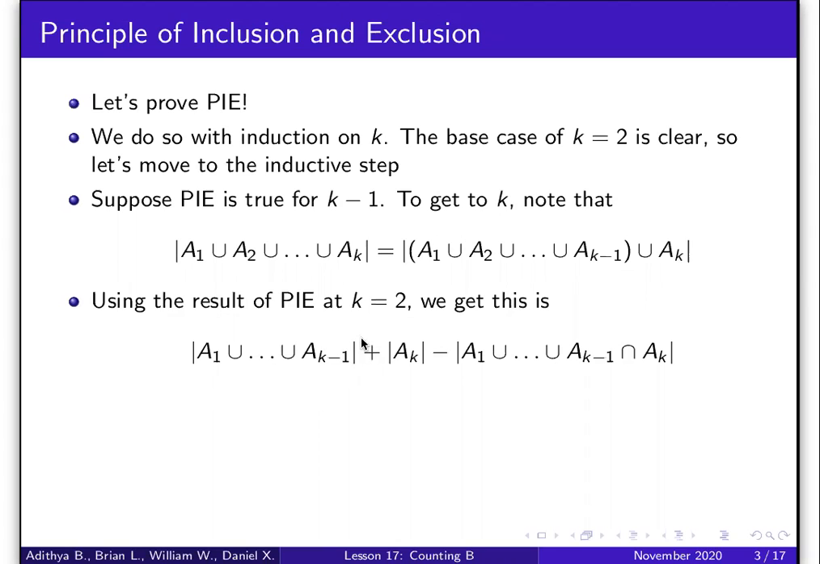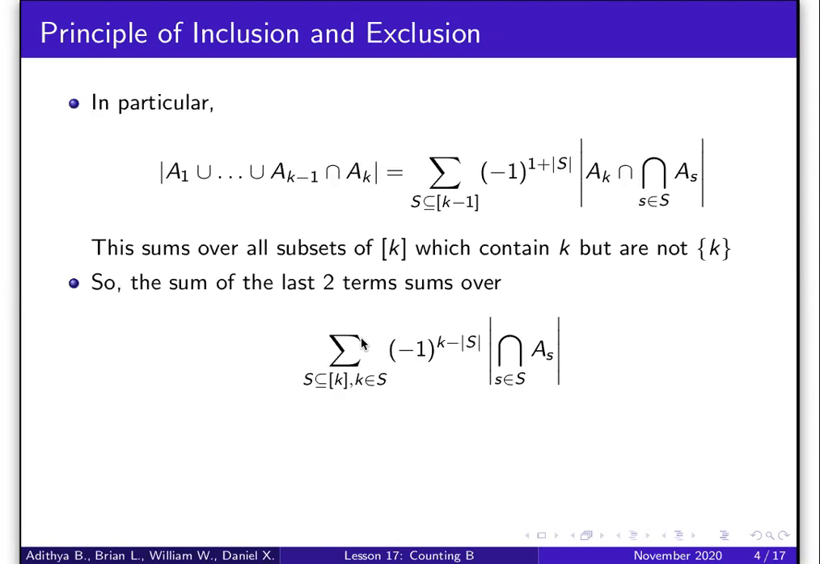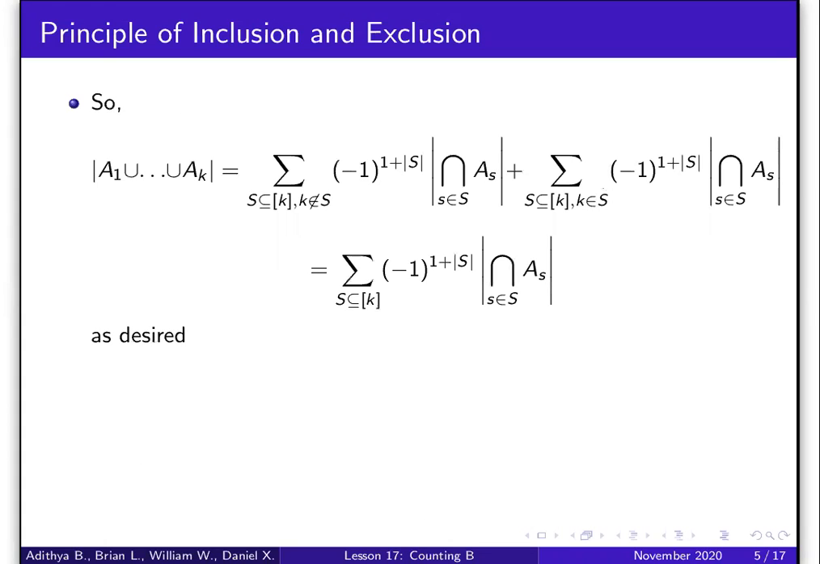So now we only have to deal with the first expression, but we already know the first expression. We can just use our inductive hypothesis. Remember that we're summing over all subsets of the first k-1 sets. And of course, that's equivalent to summing over subsets of all the sets, but we explicitly restrict ourselves to not including the last set. So our first sum is over all subsets of the sets which don't include the last element.